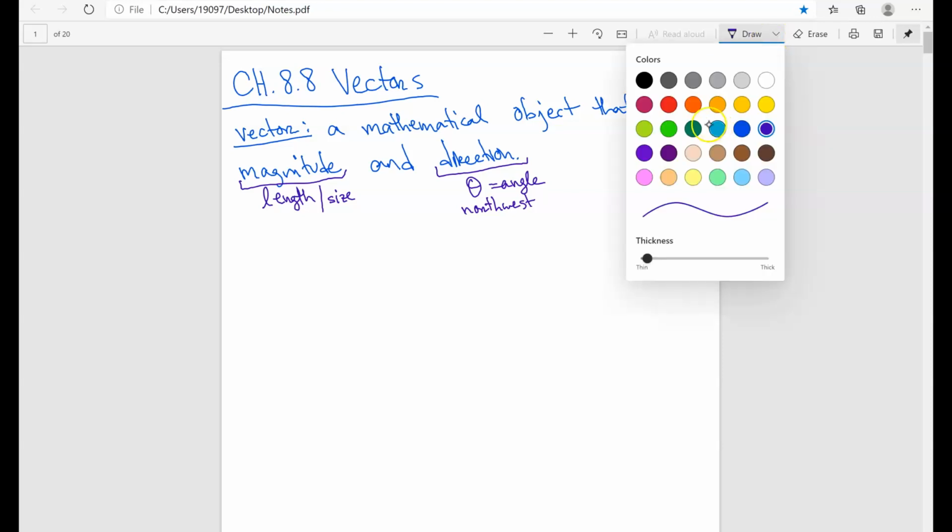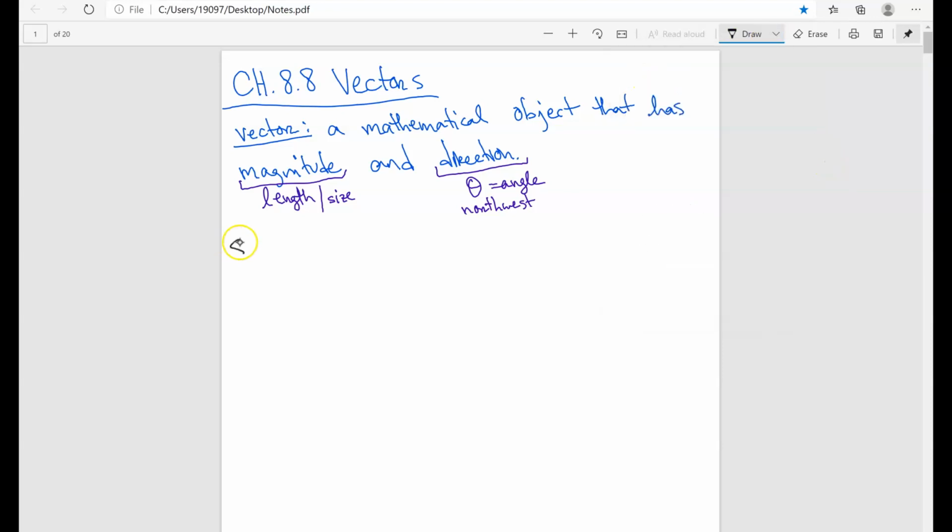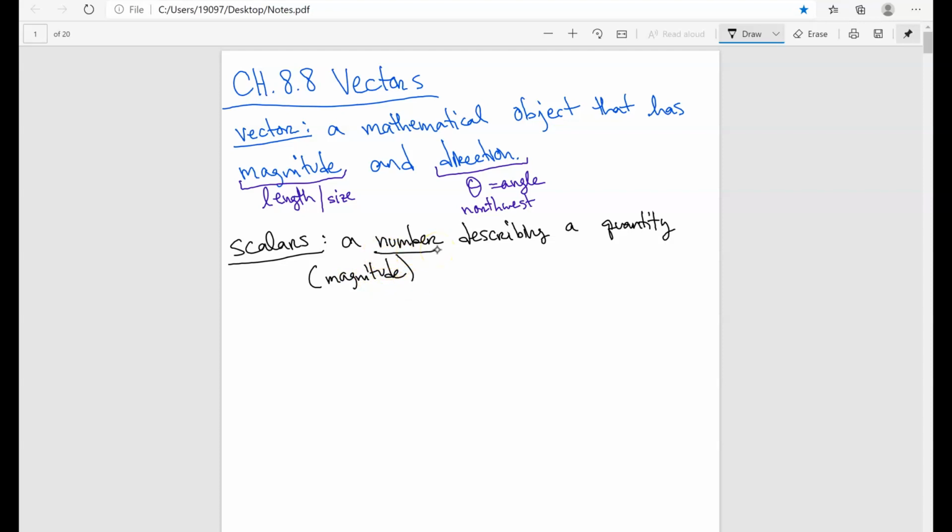Now, not only do you have vectors, but you also have something called scalars. Basically, scalars are just a number describing a quantity. You can think about scalars as just magnitude. They don't tell you anything about the direction. So it's just basically a number. That's basically what a scalar is.